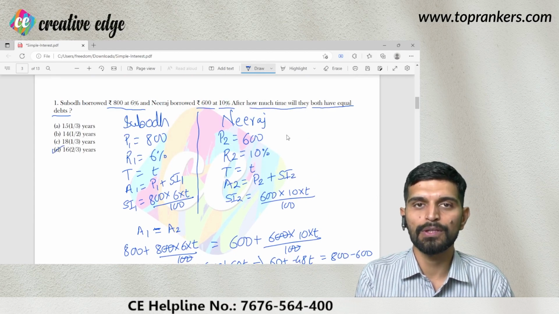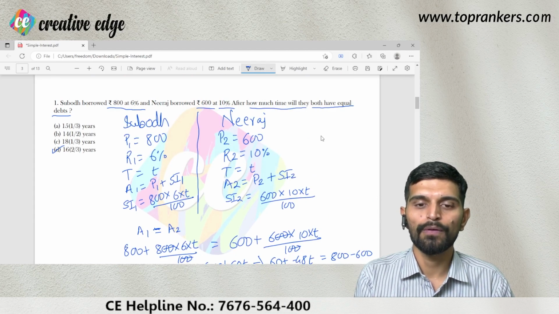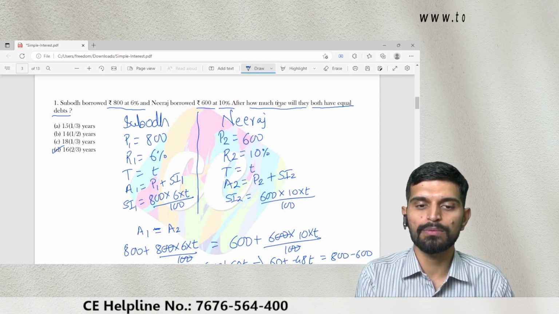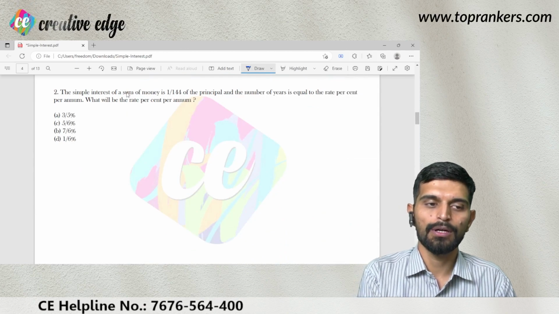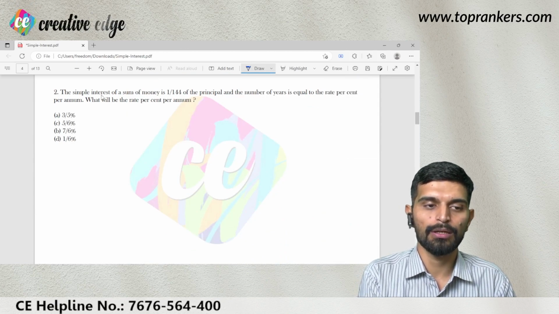And that matches with option D. So this is how we can calculate the time for which both debts will be equal.